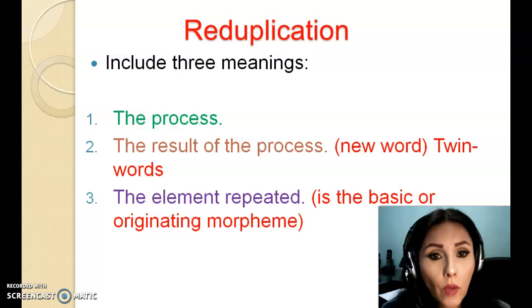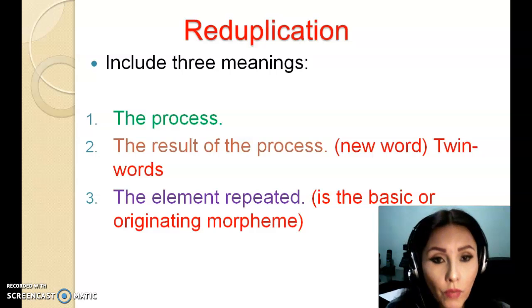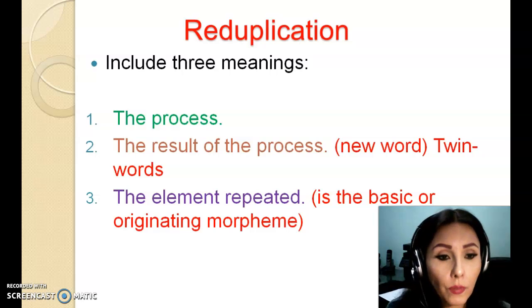When we talk about this term, it's important to take into account that this includes three meanings. The first one is the process. The second one, the result of the process, I mean new words that are called also twin words. And the third one is the element repeated, the basic or origin of morphemes.